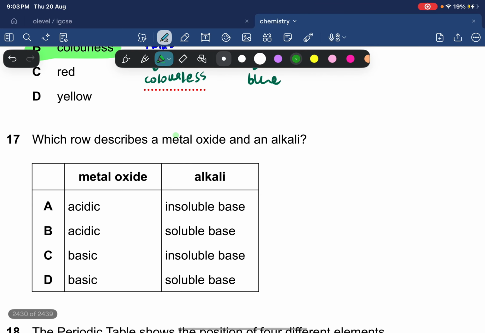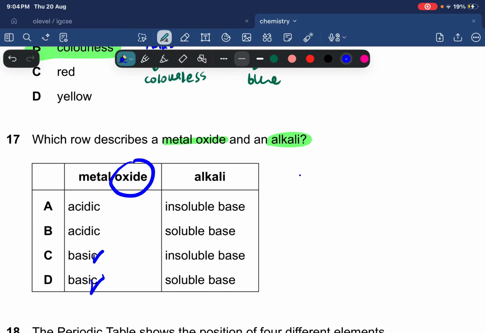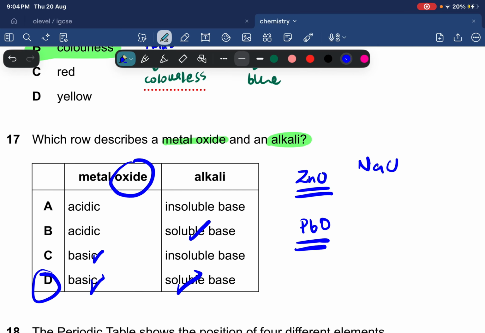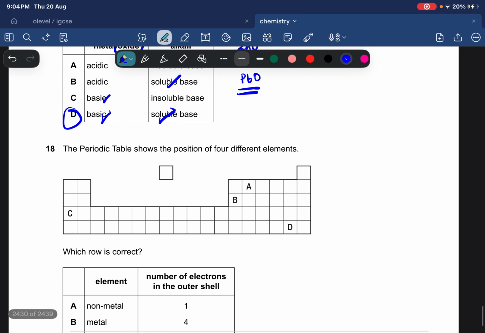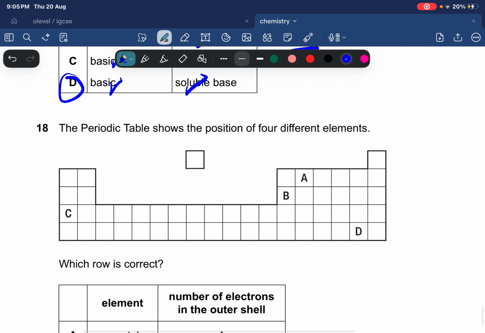Which word describes a metal oxide and an alkali? A metal oxide and an alkali. Metal oxide is gonna be acidic or basic. Obviously metal oxide is gonna be basic, because you're dealing with an oxide like zinc oxide. It's gonna react with acids. So this is basic. Next thing, alkalis are soluble bases. You should always learn that alkalis are soluble bases.